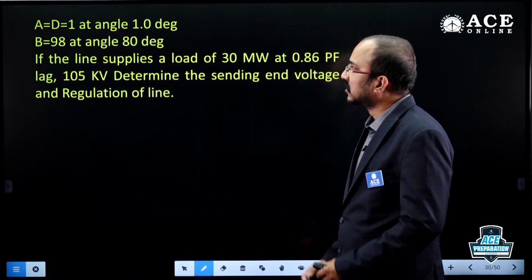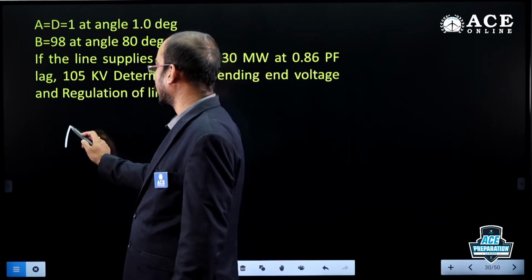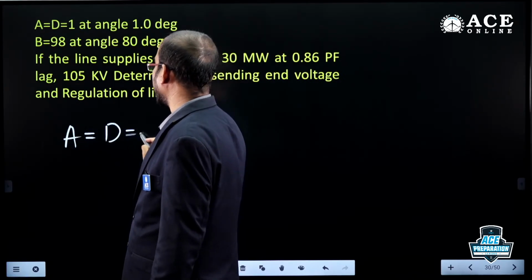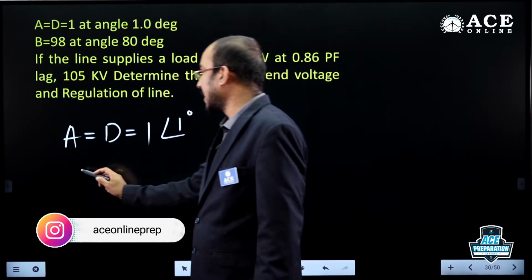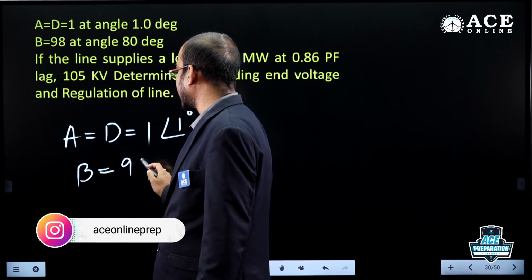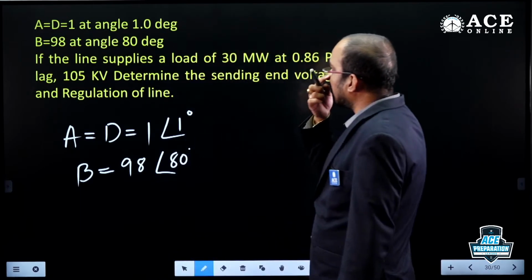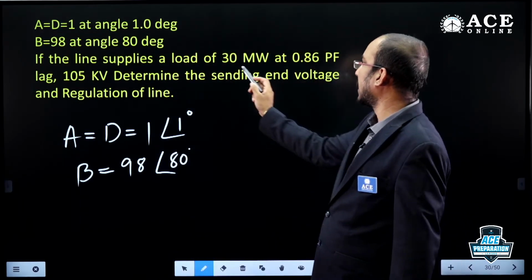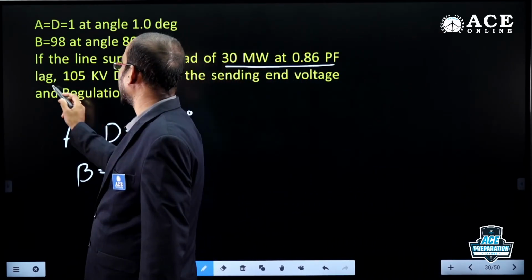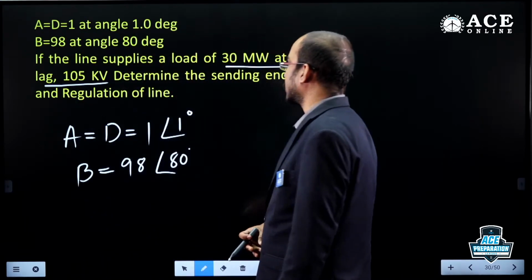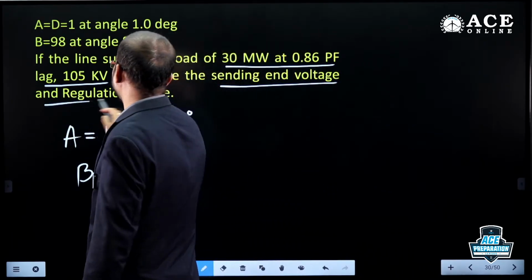So here for a transmission line, the A value is given as 1 at an angle of 1 degree, the D value likewise, and the B value is given as 98 at an angle of 80 degrees. If the line supplies a load of 30 megawatt at 0.86 power factor lag and 105 kilovolts, determine the sending end voltage and regulation of the line.